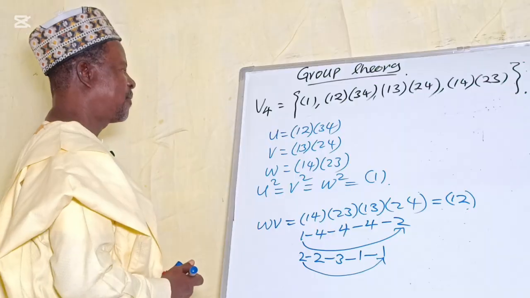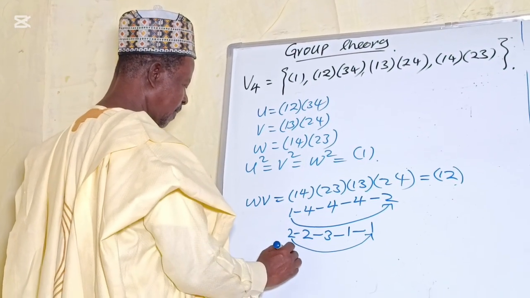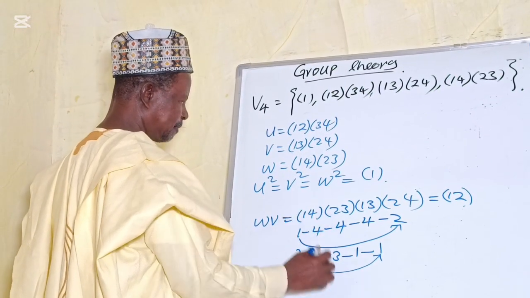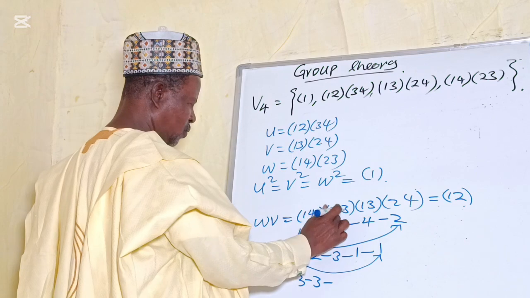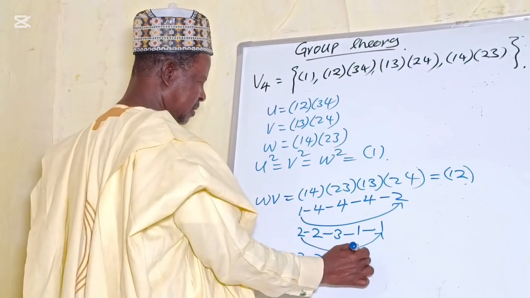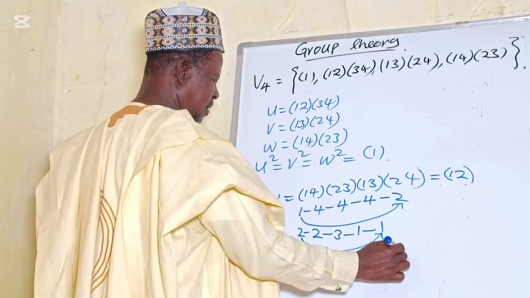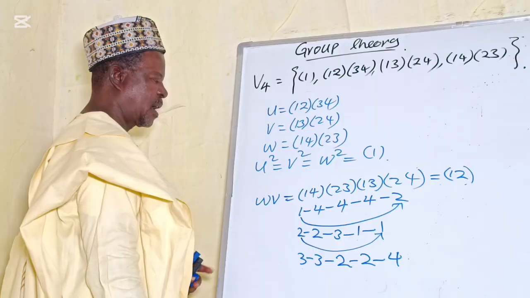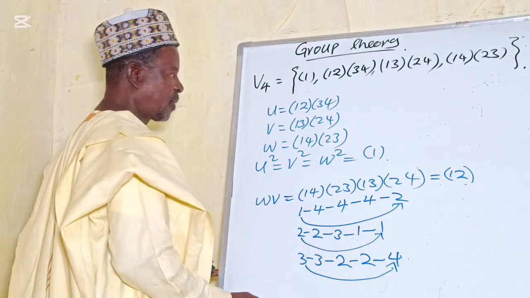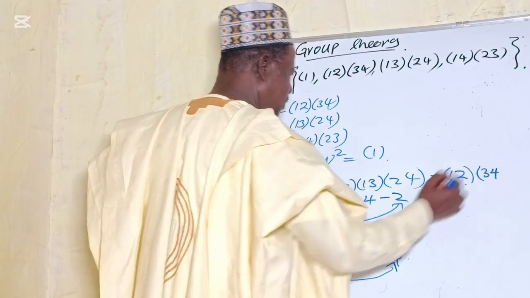Okay. Now I'll open up another one. Let me use 3 now. 3 is fixed in the first cycle, but 3 is mapped onto 2 in the second cycle. 2 is fixed here in the third cycle, but 2 is mapped onto 4 in the fourth cycle. So ultimately 3 is mapped onto 4. So I will open up another one. I say 3 mapped onto 4.